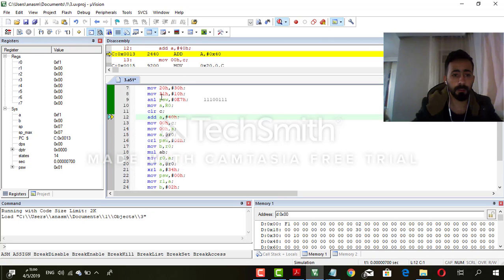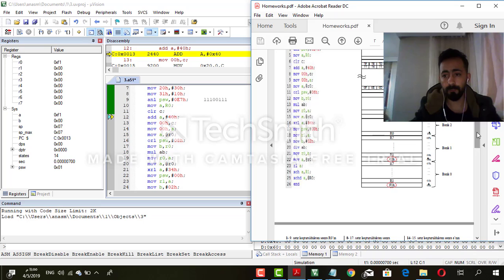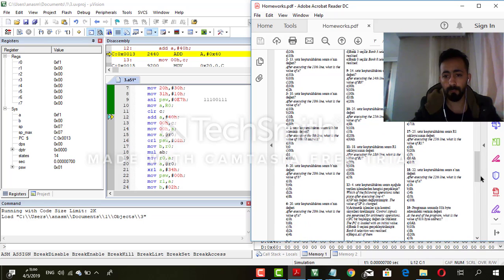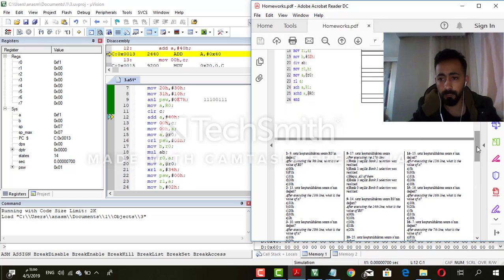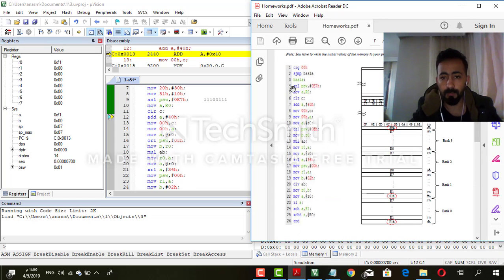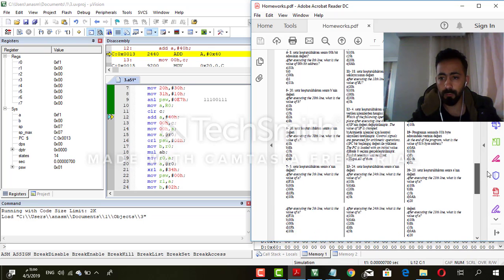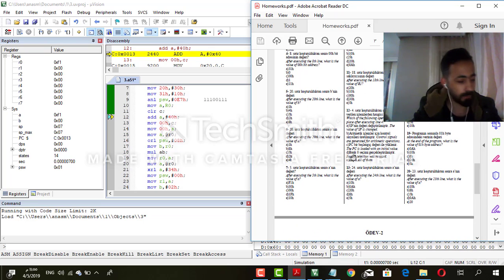Next step, I think there is a question here. Question number 12: which of the following operations takes place after line 4? Line 4 here. As I said, we will choose bank 0. So the answer will be D, bank 0 selection.